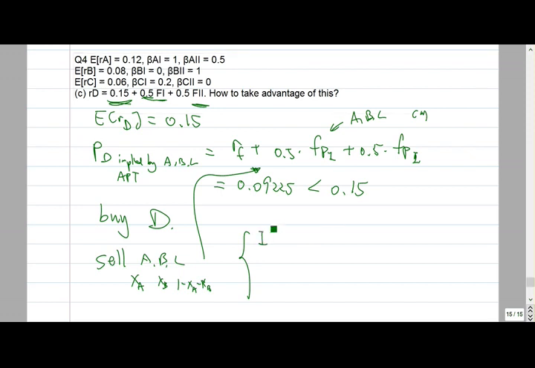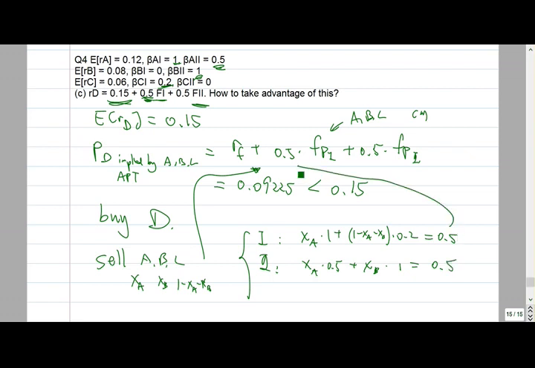So for factor 1, we need the factor beta to be 0.5, and it's how to get this. For the first one the beta is 1, for the last one beta is 0.2, so XA times 1 plus 1 minus XA minus XB times 0.2. That's for factor 1. For factor 2, we need XA times 0.5, which is this number, and XB times 1. This needs to be 0.5 as well.